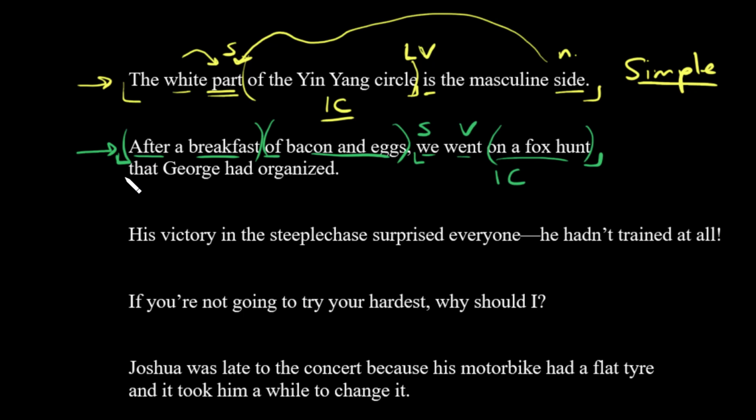And then we have this little word that, which in this case is a relative pronoun, refers back to the fox hunt, and it introduces a relative clause. And a relative clause is just one type of dependent clause. So George here is the subject, and then we have had organized is the verb, or the verb phrase. This then is our dependent clause, okay? And when we have this pattern of one independent clause and at least one dependent clause, we call this a complex sentence.